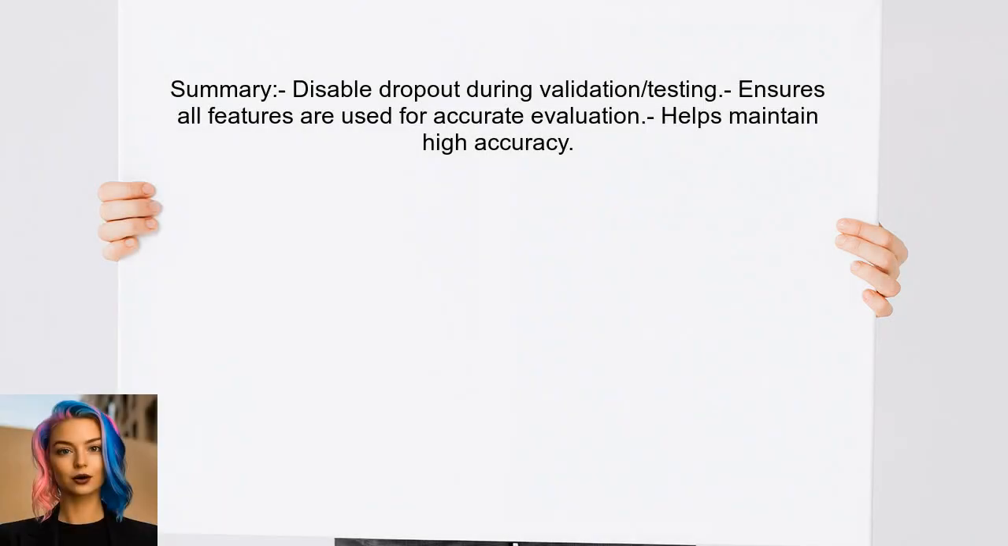In summary, the user should disable dropout during validation and testing to ensure the model uses all its learned features. This will help maintain high accuracy and provide a better evaluation of the model's performance.